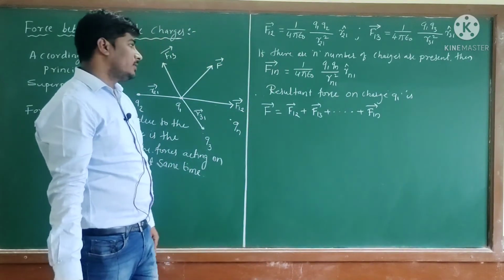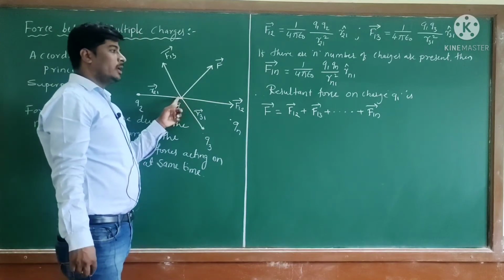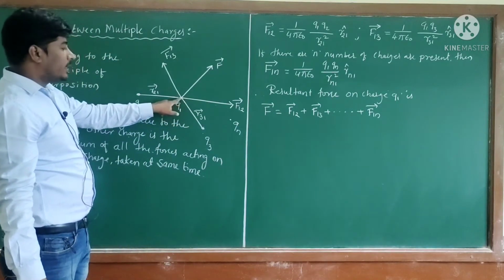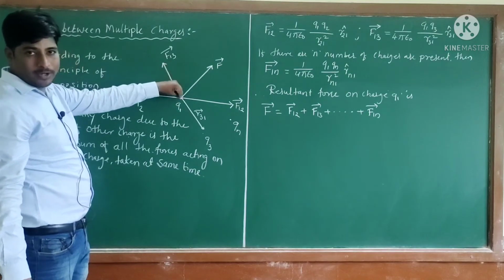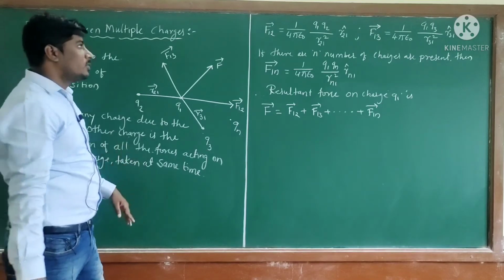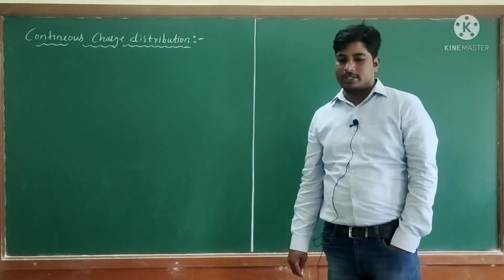Alright? So this is the resultant force on the charge Q1. So you can calculate the number of forces that act on the charge Q1 due to the other charges. Alright? So we will say the continuous charge distribution.